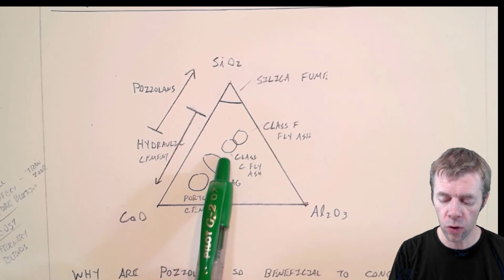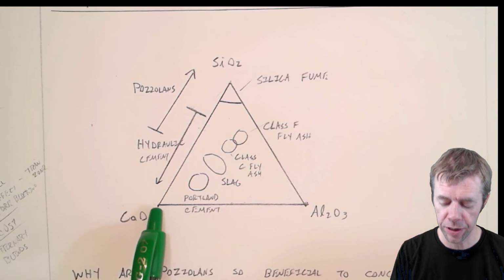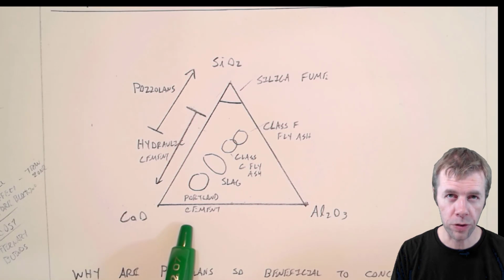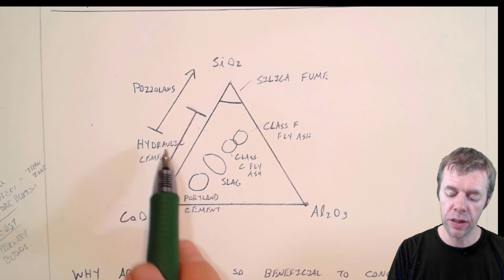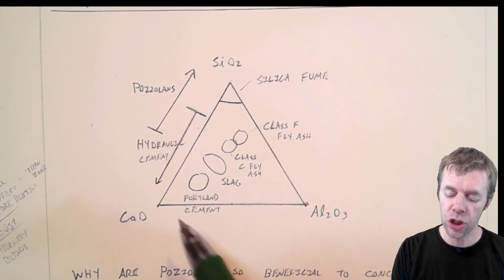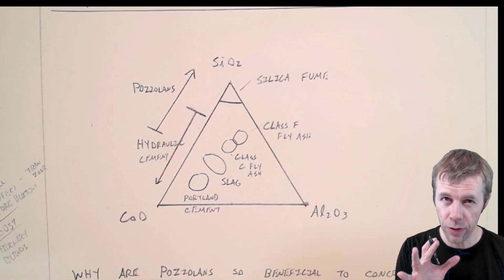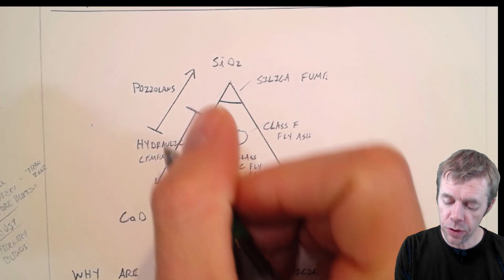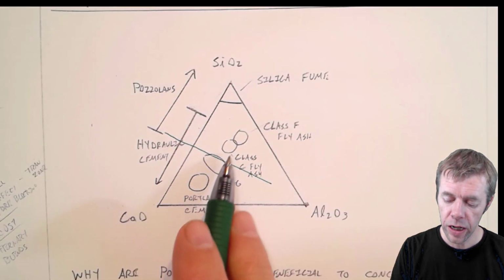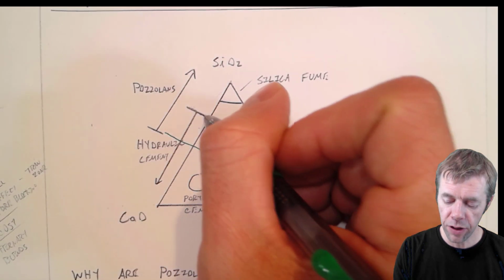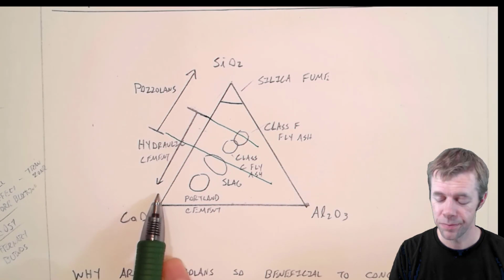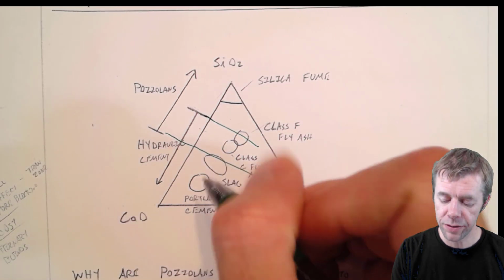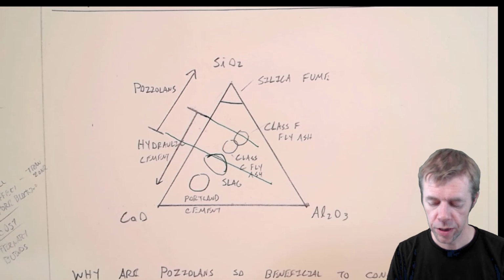Class C fly ashes are right next to it. It has more calcium in it. Slag has even more calcium, and then we have good old Portland cement down here at the bottom. And this chart's lines are really important. These lines show, and they're approximate, okay? They're not perfect. These lines basically show anything over here is more pozzolanic, and everything over here is more of a hydraulic cement. Okay? And some of that slag should be in there. Some of it should be in there as well.